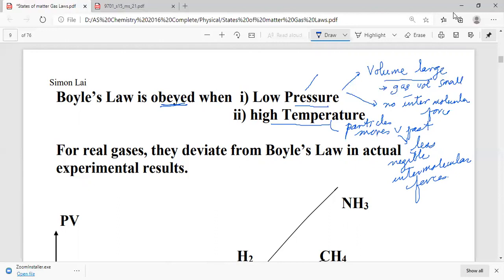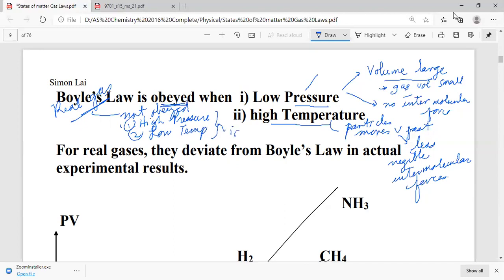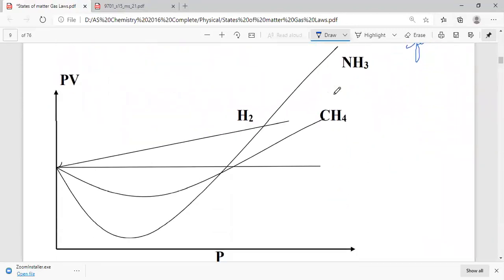So what happens when it's not obeyed? That means it becomes a real gas. So under what conditions will Boyle's law or the ideal gas law break down? One is high pressure, or low temperature. These two are when ideality breaks down. Later you will see a lot of questions on this. Here we can see examples of three kinds of gases.